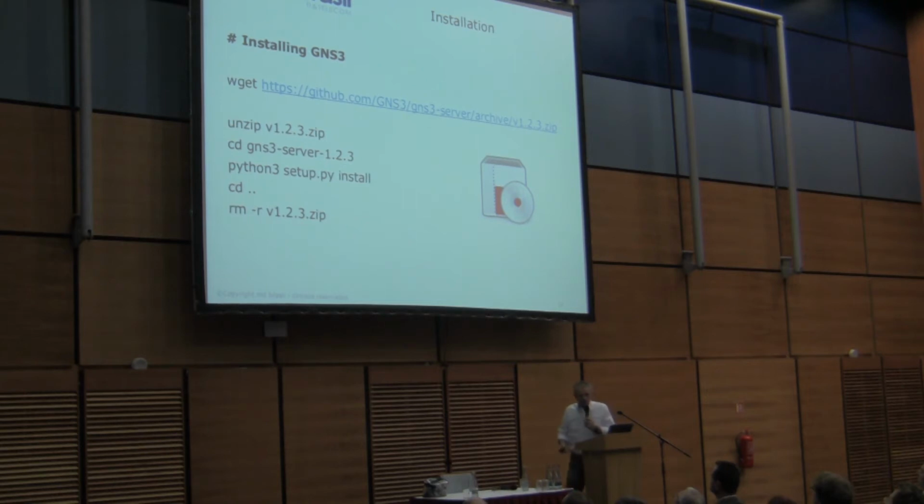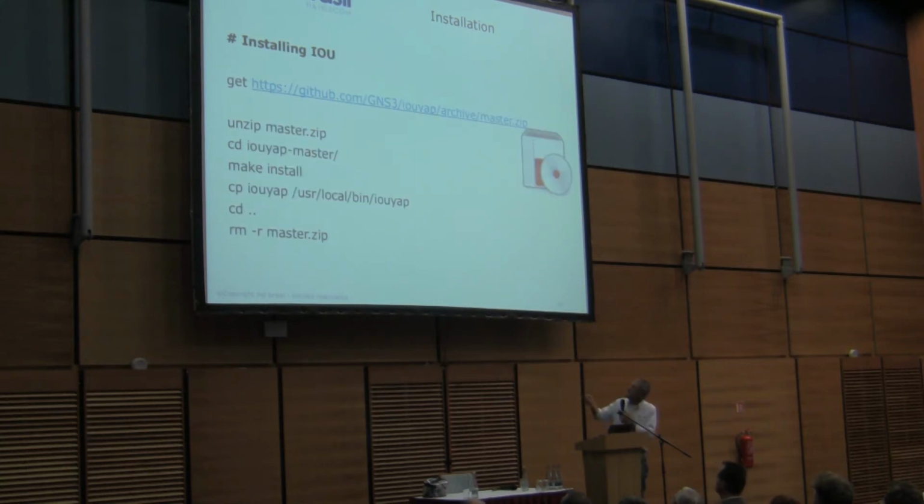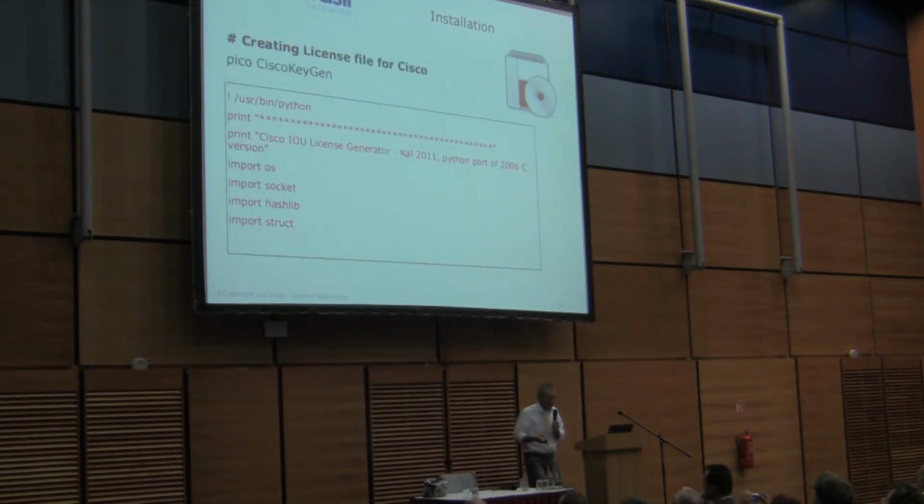GNS3 will be installed from the source. The current version, by the time of this writing, is 1.2.3. You can change this if there is a new version. You install also the GNS3 GUI, and IOU, which is to emulate Cisco routers in Unix systems. So there's a step to create a license if you intend to work also with Cisco routers. You have to follow these steps.